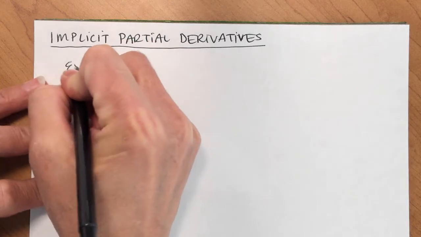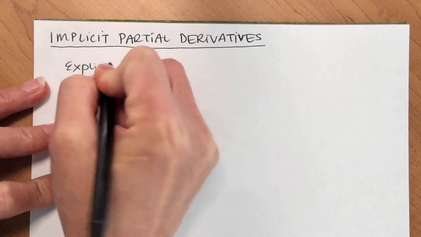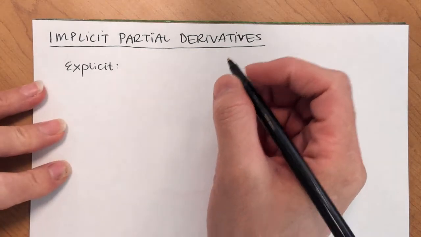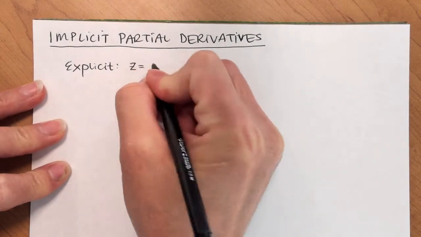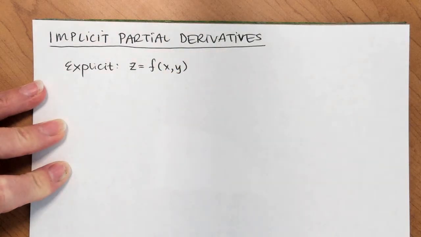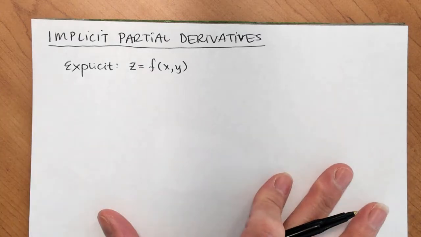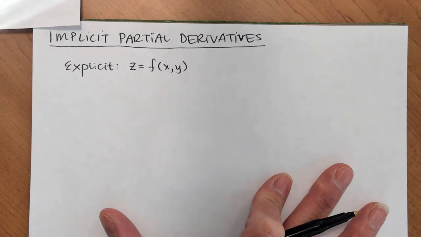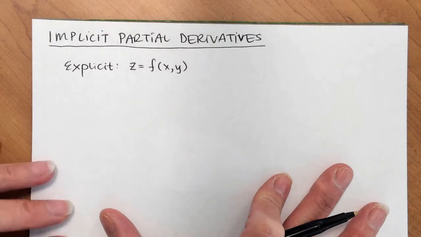An explicitly defined function is something of the form where z equals f of x, y. Z is solved for. Z is given by some explicit formula involving the variables x and y.